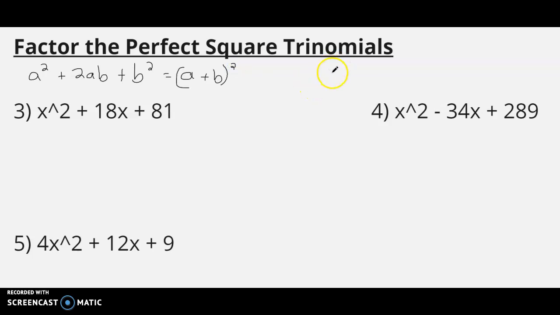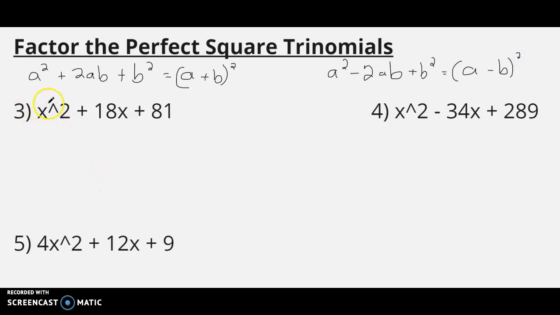Now, we could have the exact same thing, except it could be a squared minus 2ab plus b squared. If that's the format, the factorization is simply a minus b quantity squared. So let's try this out here.